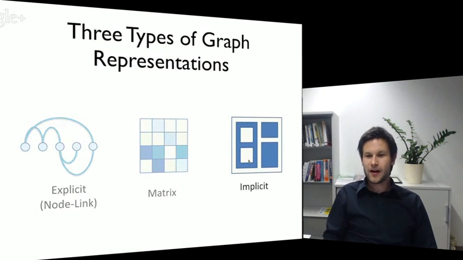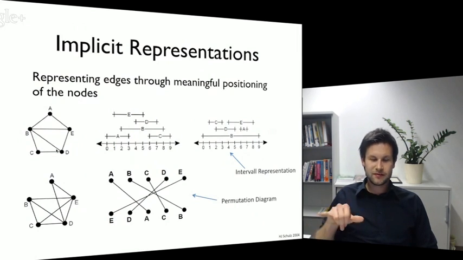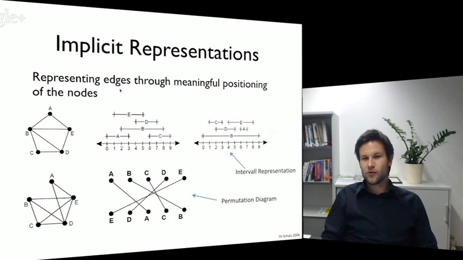Okay, the third type of graph is called implicit representation. And the idea here is that edges are not shown as explicit connections, but edges are just encoded using a meaningful positioning of the nodes. I will only explain this example here at the bottom. For instance, this is called a permutation diagram. And this does not scale to large graphs, of course.